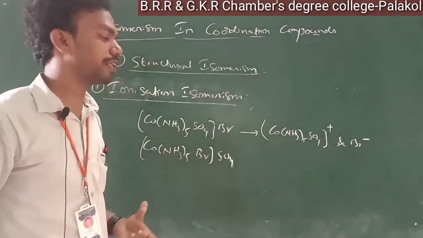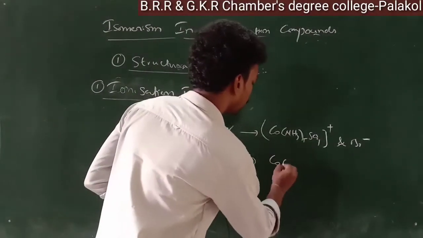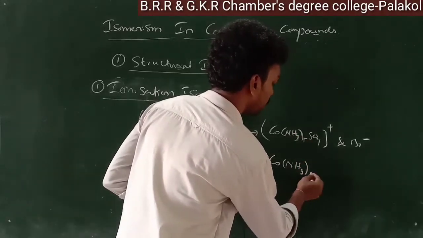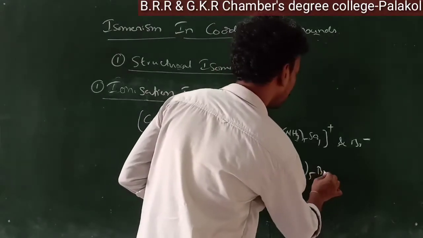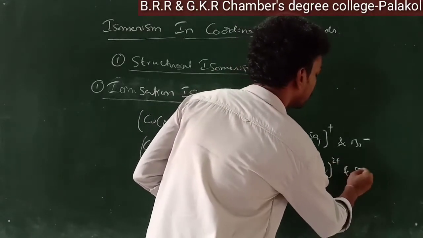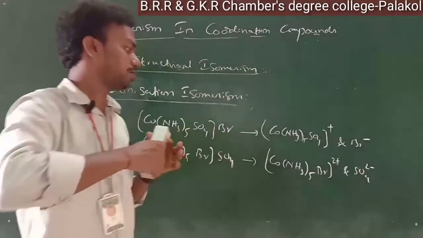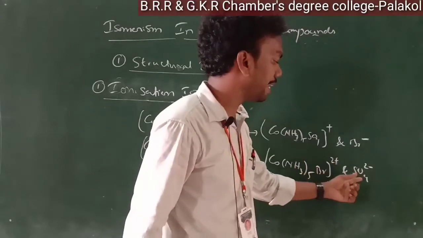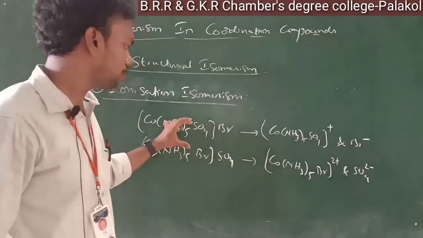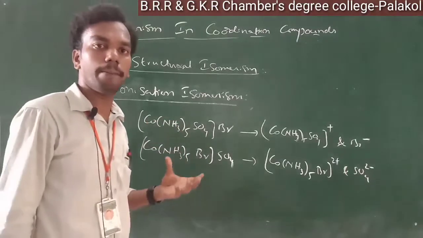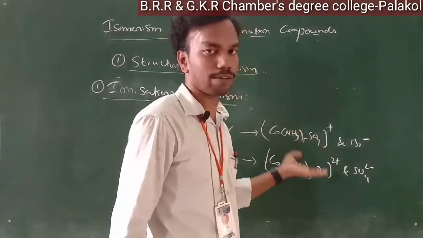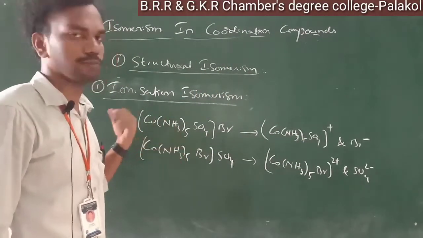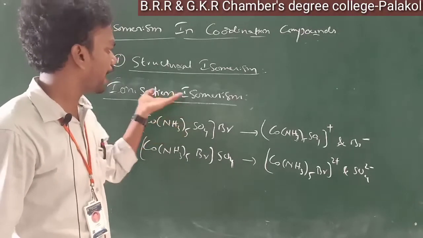When this complex is dissolved in aqueous solution, it gives [Co(NH3)5Br]2+ and the anion SO4 2 minus. Okay, so both these compounds have the same molecular formula, but they form different ions in the aqueous solution. So these two complexes are ionization isomers, in one of the isomerisms that is called ionization isomerism.